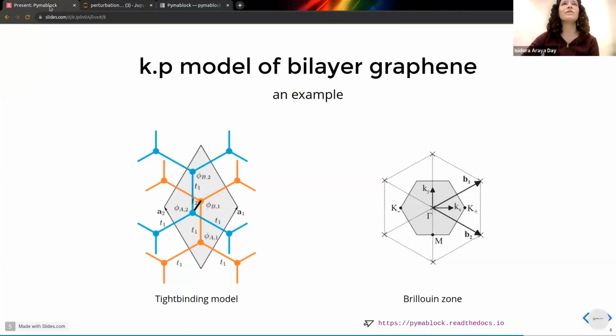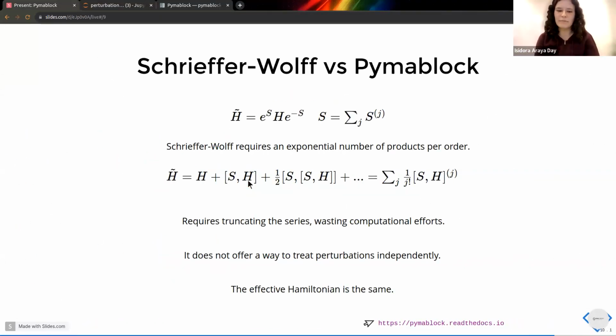All right. So with that, I would like to briefly comment on how this is different from Schrieffer-Wolff. As I said before, we have a linear increase in the number of products that we need to perform instead of exponential like Schrieffer-Wolff would have. And that's really because of avoiding the nested commutators that appear in Schrieffer-Wolff. Then we also have an advantage in that we never need to truncate the series.